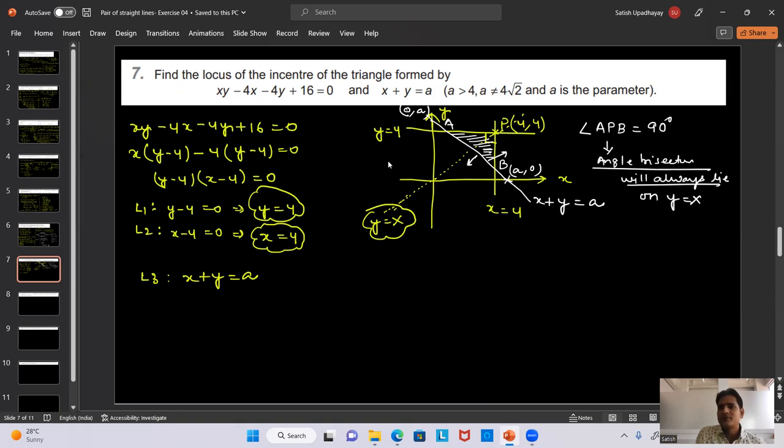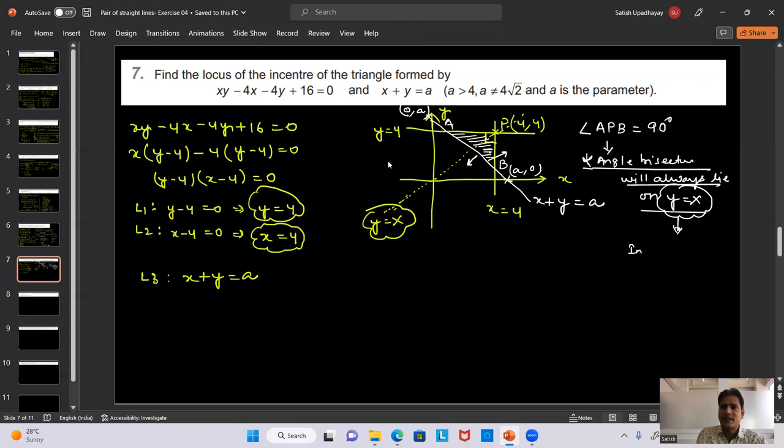How many of you agree on this? So this angle APB is 90 degrees, and its angle bisector will always lie on y equal to x. No matter where this white line moves, whether towards the origin or away from the origin, the internal angle bisector of P will always lie on this line. And from here we can conclude that the incenter will always lie on the line y equal to x.